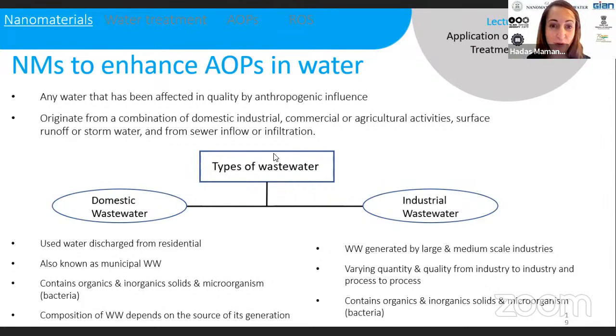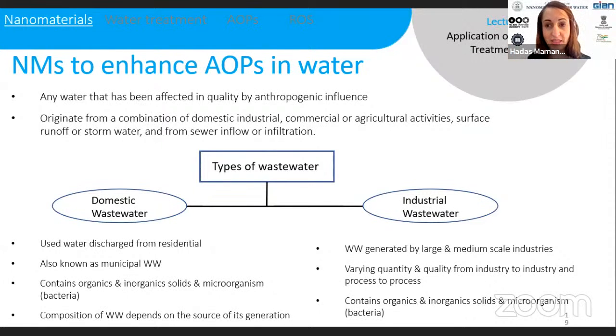So it's very important, of course, to understand the types of the water, whether it's domestic or industrial, and what is the next step? Where is the water going to? So when we design a technology, we must understand the entire loop. Is it used water discharged from residential? Does it contain organic and inorganic solids, microorganisms? What is its composition? And of course, we need to understand where it's going to.